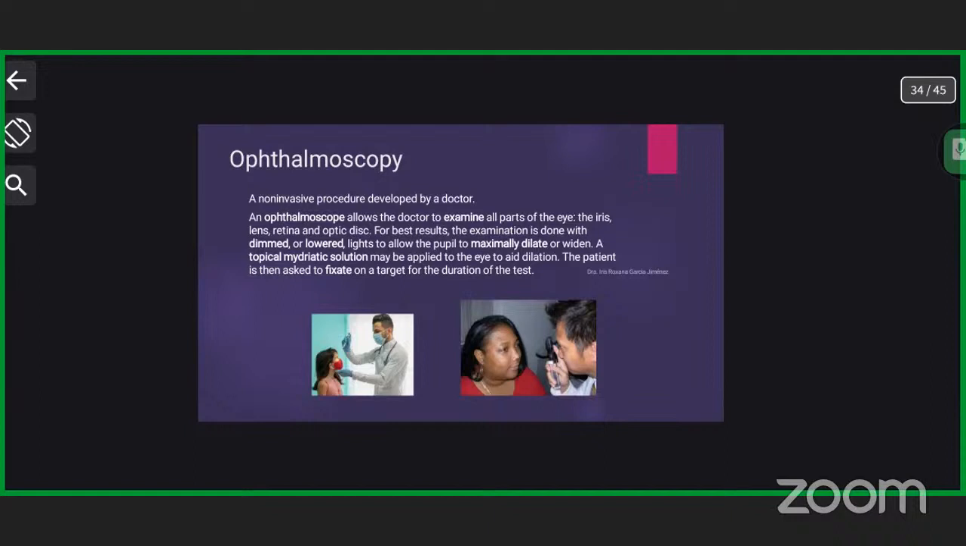In the emergency room, in the places I had to develop this, we of course don't use the topical mydriatic solution. We only check into the eye with the ophthalmoscope.